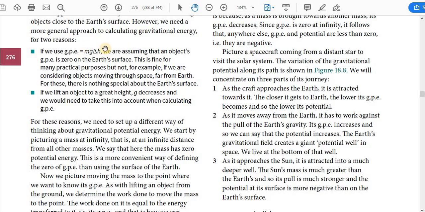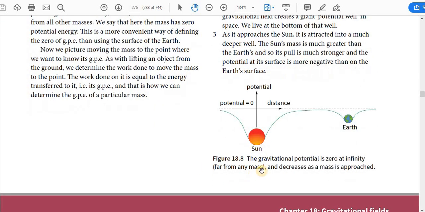Now if you consider the surface of the earth, and the object is getting closer and closer to the surface of the earth, using this equation the height decreases, so the gravitational potential energy decreases. That's why we have a negative value here. When it gets closer and closer to the surface of the earth, the negative value increases. Now we will see more in detail about this.